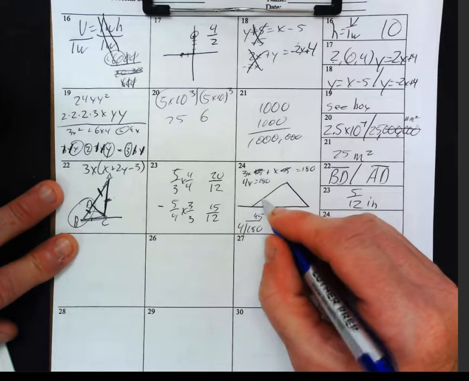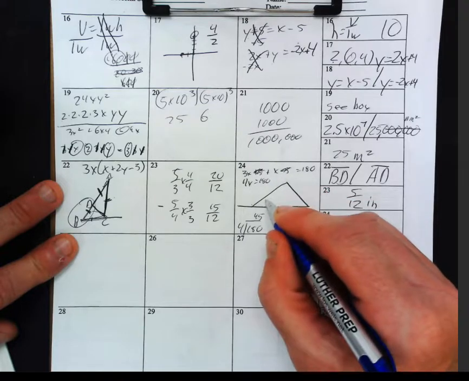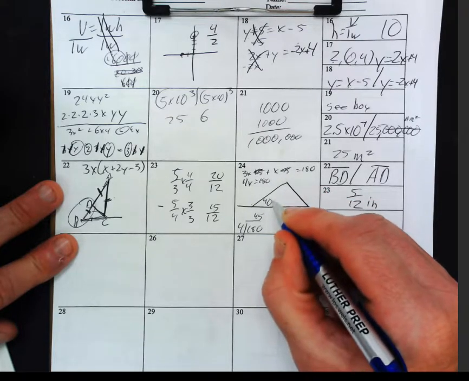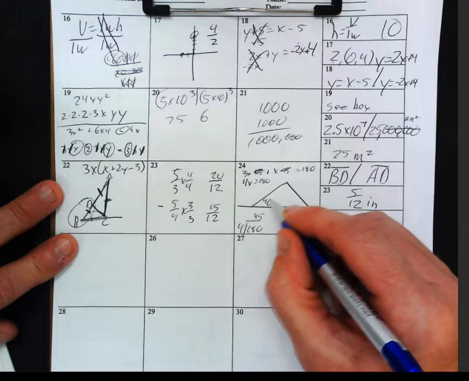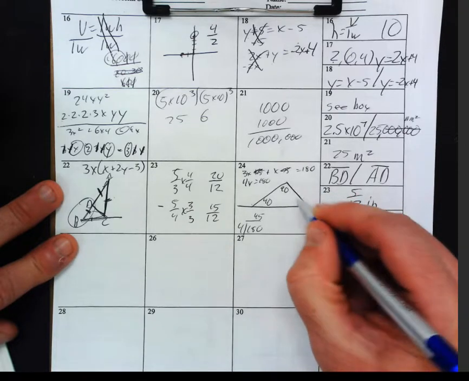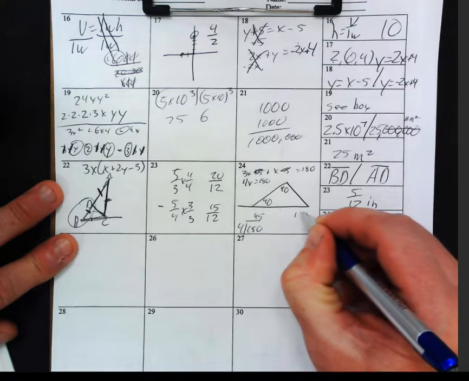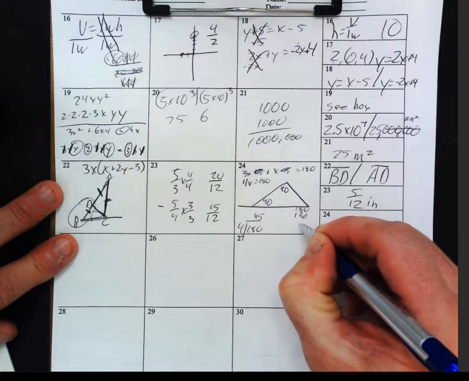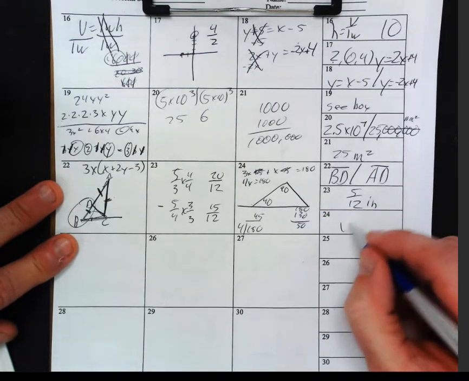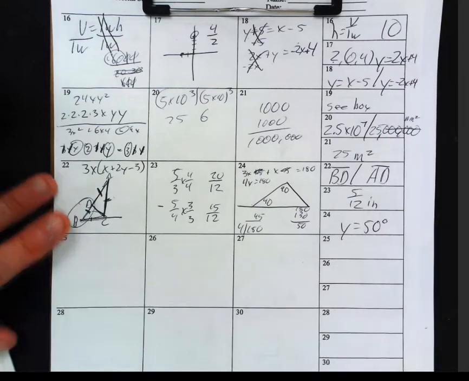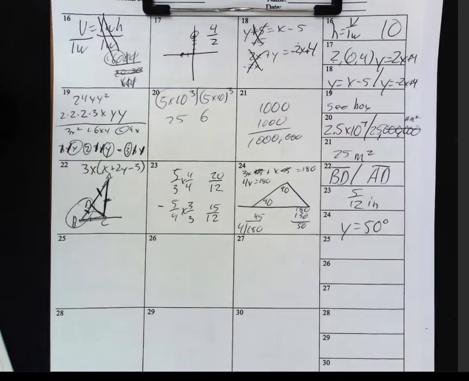So in here, guys, this is x minus 5. So 45 minus 5 is 40. This one up here is 45 times 2, which is 90. Add them together, 130. Subtract from 180 is a 50. Y equals 50 degrees.